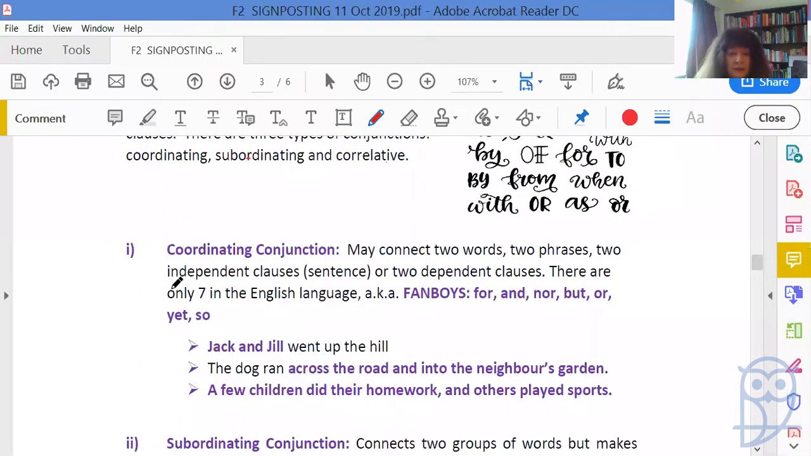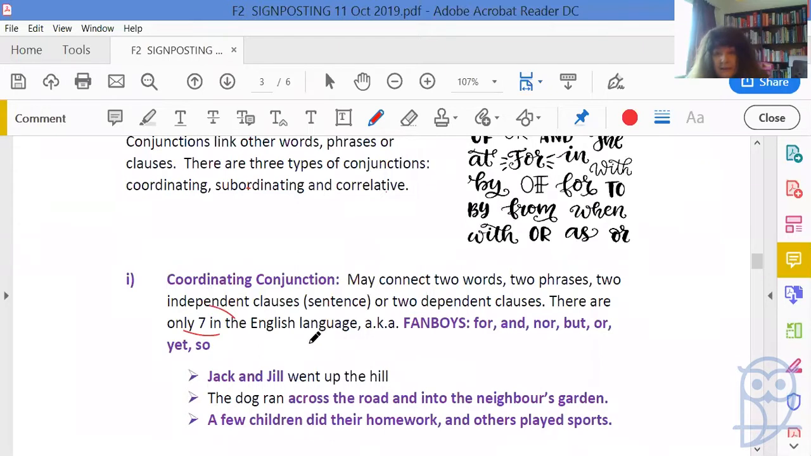The coordinating conjunction, there's only 7 in the whole language, as we said the other day. And the acronym for that is FANBOYS. Those are the 7 conjunctions you use to join 2 sentences. Just for a change, there's no more. Right, if they connect 2 words, Jack and Jill went up the hill. Connecting 2 phrases, the dog ran across the road and into the neighbor's garden. Connecting 2 sentences, a few children did their homework and others played sports.